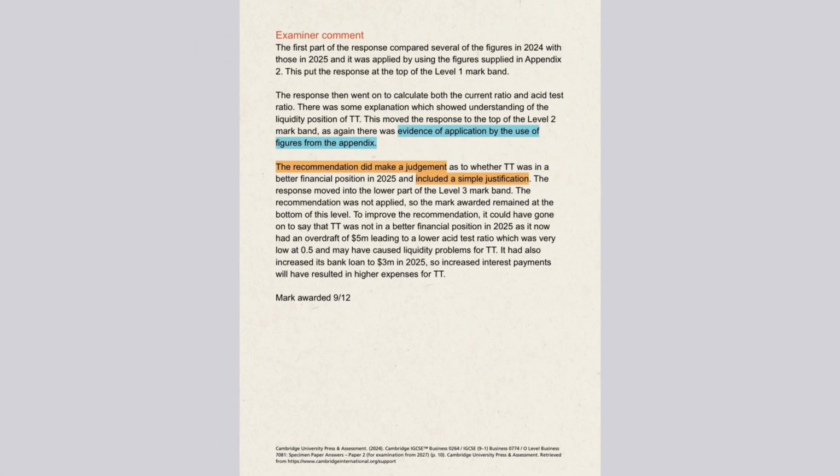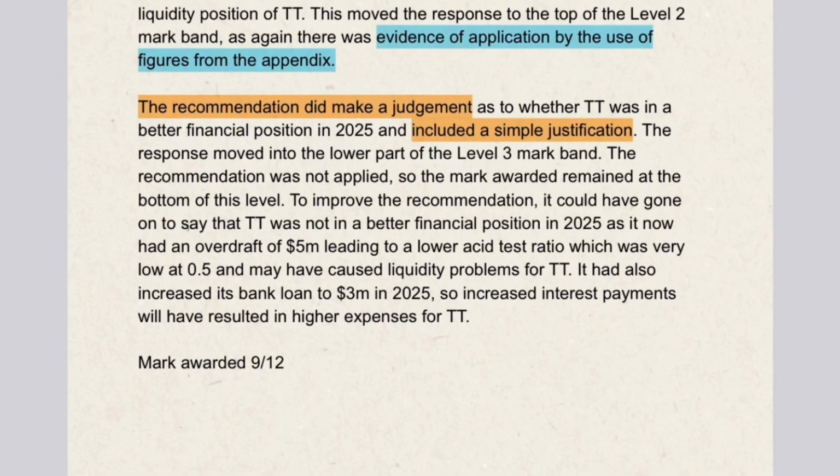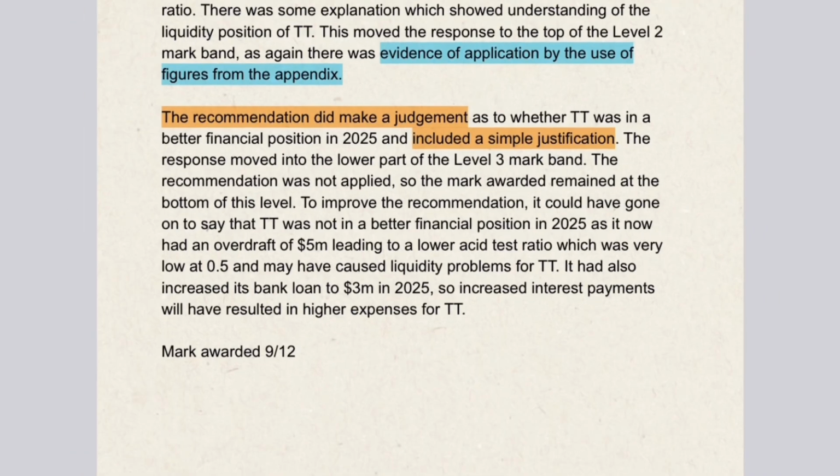So looking at the examiner's comment for this response, and looking specifically at the evaluation, it says the recommendation did make a judgment which included a simple justification, and the response moved into the lower part of the level 3 band, which is 9 out of 12. And they have feedback here on how to improve the recommendation for this question, which will be on the next slide.